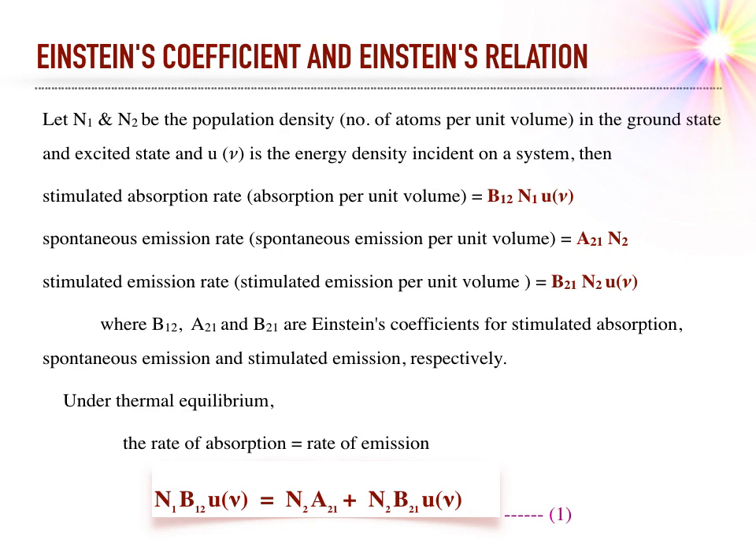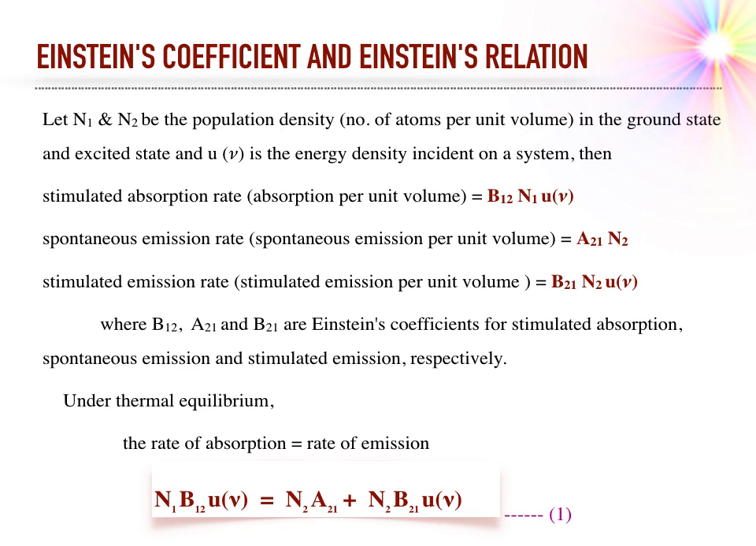Similarly, the stimulated emission rate, that is the number of atoms going from the higher to the lower state by emitting a stimulated photon, is equal to B21 N2 U nu, where B21 is the Einstein coefficient for the stimulated emission process. Now, our aim is to find the relation between these Einstein coefficients B12, A21 and B21.